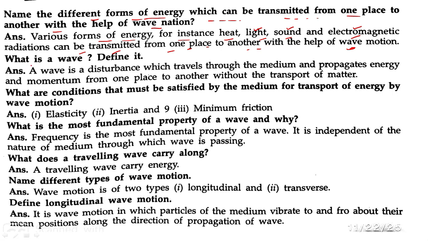Next is, what is a wave? Define it. Remember, I have already taught in my video, a wave is a disturbance which travels through the medium and propagates energy and momentum from one place to another without the transport of matter. So a wave is basically a disturbance. Suppose there is still water in a bucket. If we put a stone in it, it will form a wave-like structure. That means we disturb the water surface. That's why a wave is basically a disturbance which travels through the medium and propagates energy and momentum from one place to another.